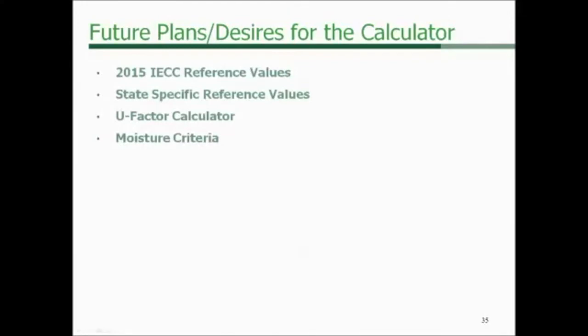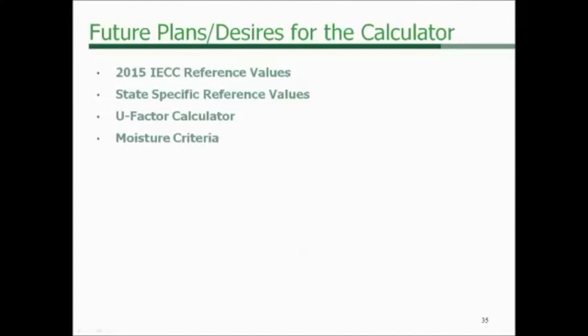Currently, you can use the 2015 values, but you have to insert them, whereas with state-specific values you'd also have to insert them. Okay. State-specific reference values is along the same lines. So instead of having to insert them manually, you just use a drop down box and pick your county or whatever it would be, and it would populate your climate zone and your state values. That would be a really nice feature if we can eventually get it.